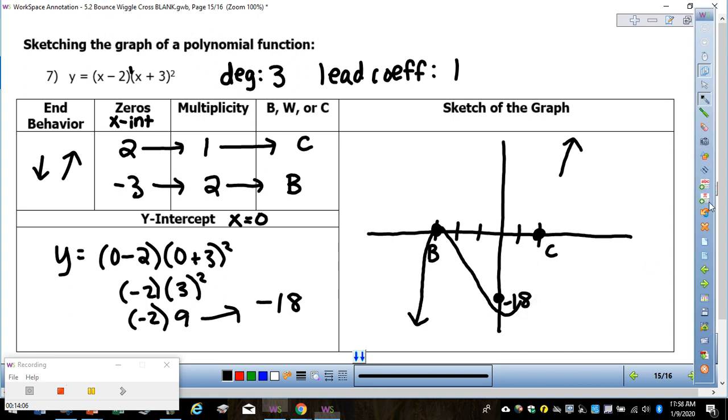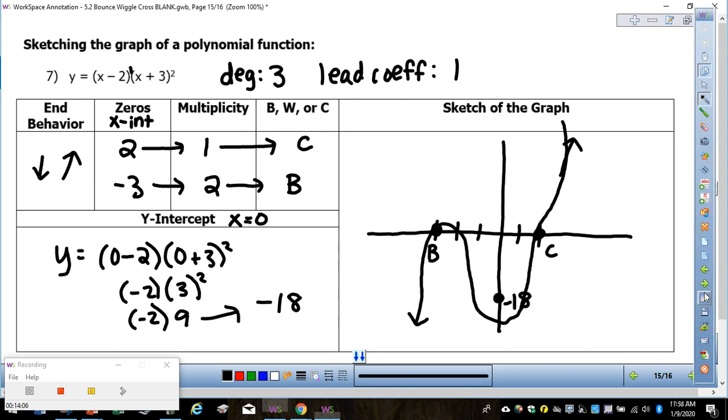Whoa, my pen is not cooperating. It's slower than how I'm writing it on this tablet. So let me try this again. So it's going to bounce there. And I want it to, oh my gosh, you guys, this is horrible. Okay, this pen does not want to work, but pretend like that just went through negative 18. Yours is going to be much prettier than mine. And that is the full sketch of our graph.